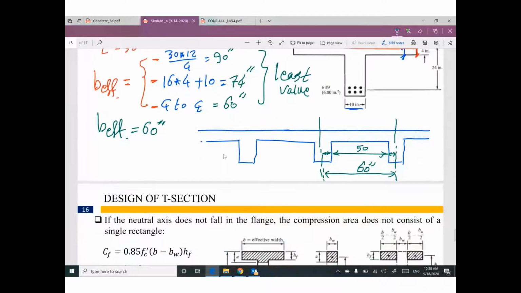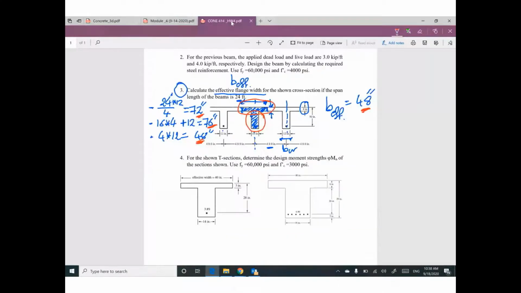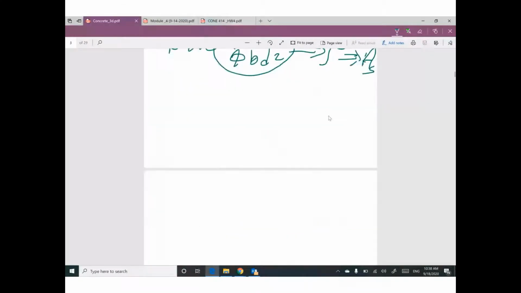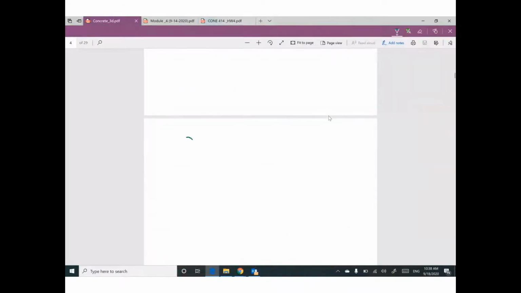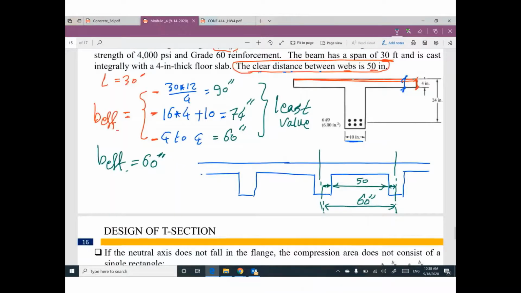Okay. Next step is nothing. We have capital C equal 0.85 f'c a b effective. Be careful. So we have also capital T, area steel times f yield. What is the value of area steel? It's given, 6 inch square.